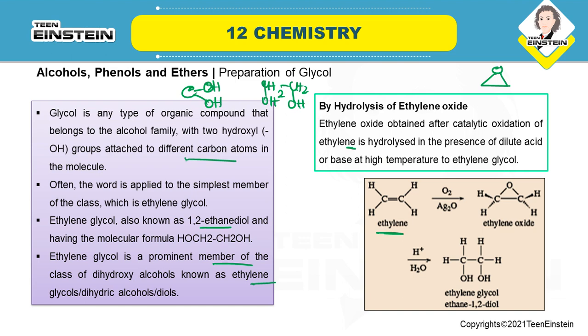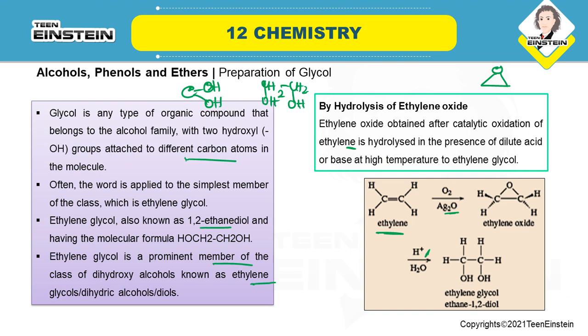So what we are doing? We are using oxygen, that is oxidation. This is the catalyst. We are getting ethylene oxide. So this is the starting material for the preparation of glycol, and in presence of dilute acid, that means water is there, acid is there, we are getting ethylene glycol.